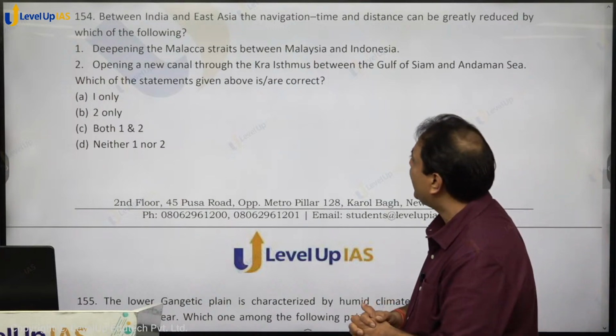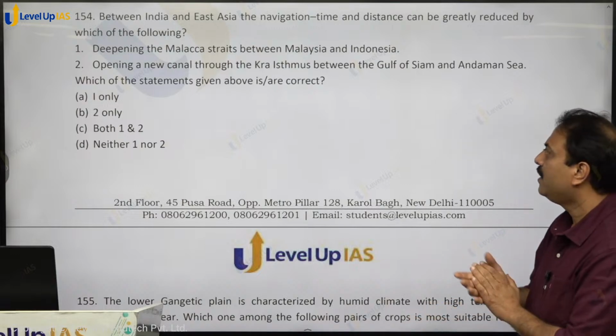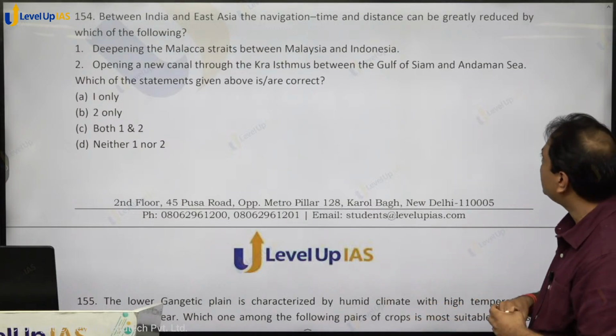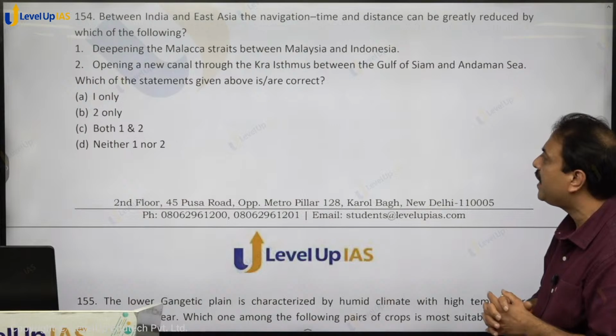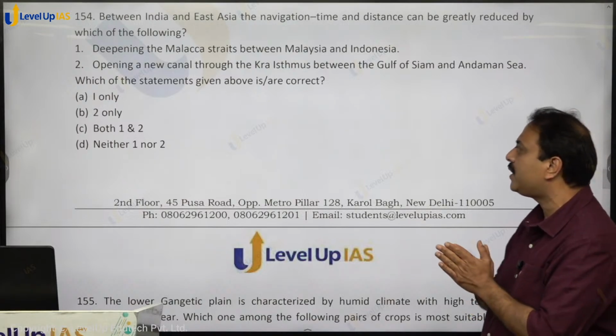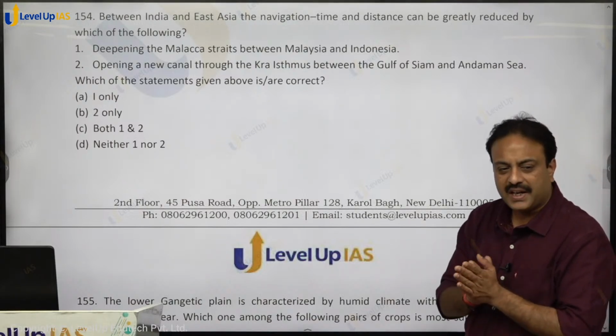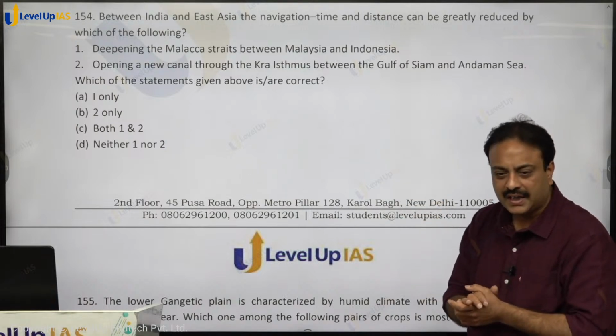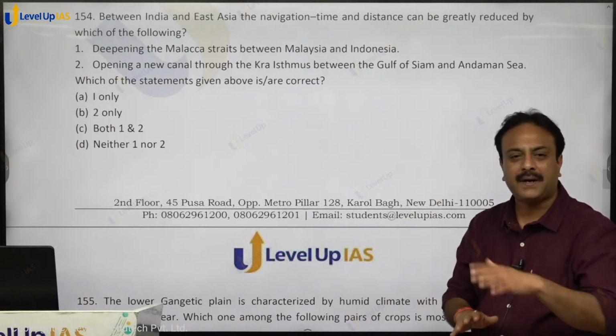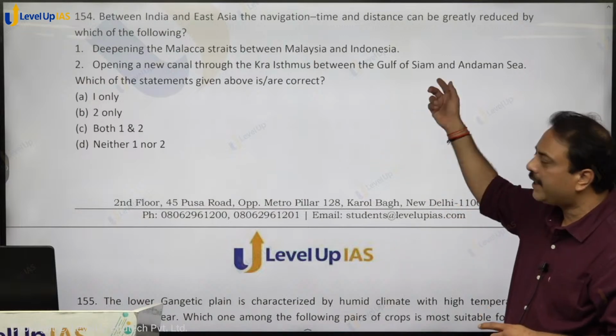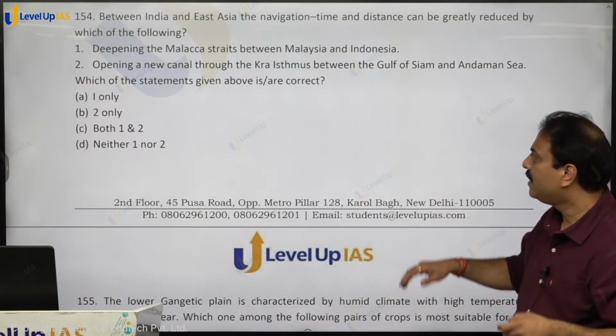Between India and East Asia, the navigation time and distance can be greatly reduced by which of the following: deepening the Malacca Straits between Malaysia and Indonesia. Between Malaysia and Indonesia we are having the Malacca Strait, that can be deepened out, okay, but it will not reduce the time, right?